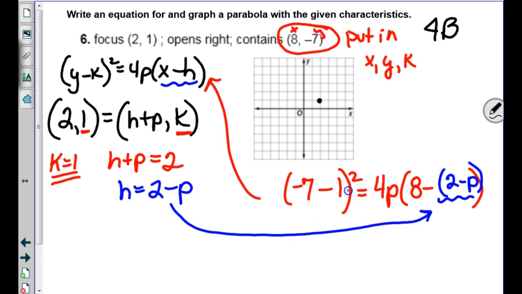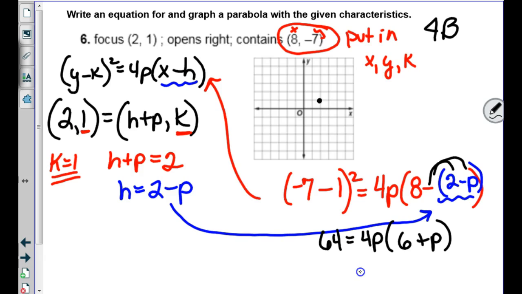Practice some algebra. What's the left side? Negative 8 squared is 64. Over here I have 4p times the quantity. What's 8 minus 2 minus p? Be careful. 8 minus 2, but it's minus the negative p if I distribute that, plus p. Everybody see what I'm talking about? 8 minus 2, and then it's minus a negative p. Anybody know where we're going with this? How can we find p?